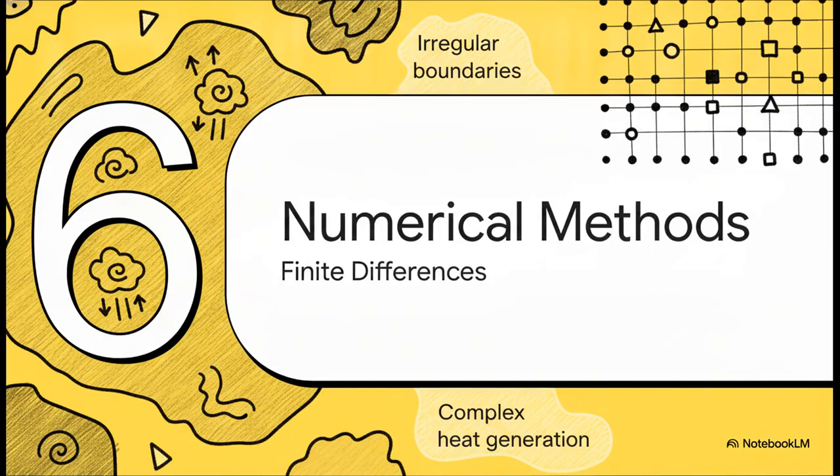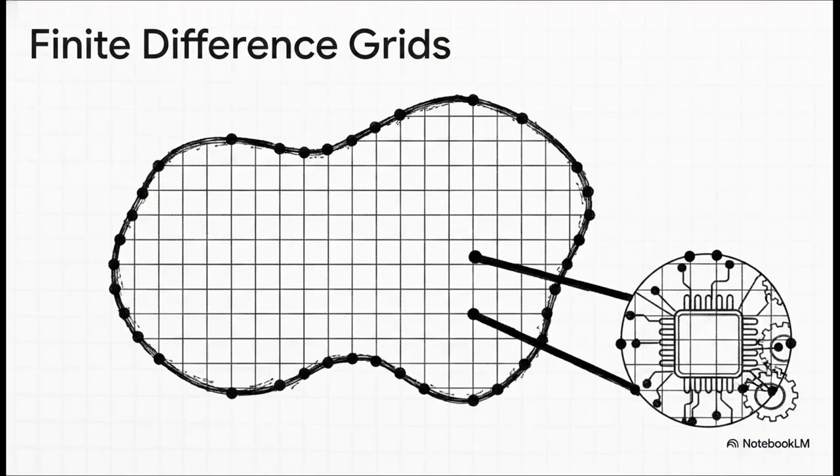Finally, Section 6. Finite differences are numerical methods. Okay, so what happens when your design has wildly irregular boundaries, or maybe complex heat generation that those shape factor tables just don't cover? That is when we bring in the heavy computational artillery. With the finite difference method, we literally digitize the object. We divide the whole body into a grid of equal x and y increments. Wherever those grid lines cross, we assign tiny nodal points.